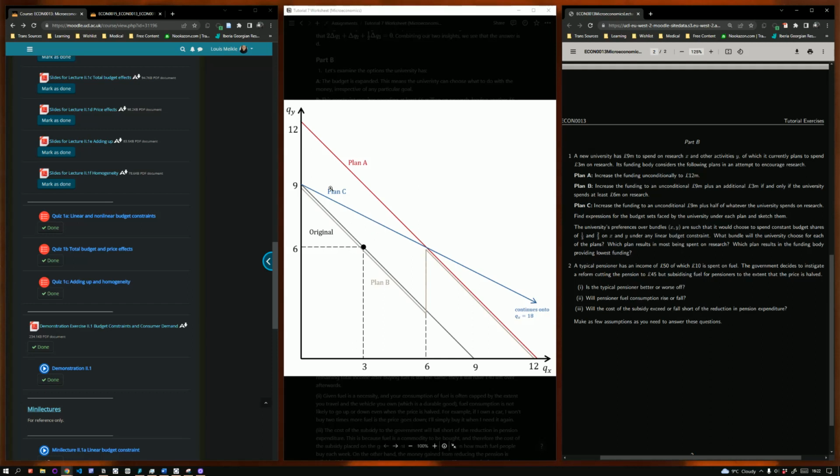Now plan C is a bit more complicated, okay? Increase the funding to an unconditional 9 million plus half of whatever the university spends on research. Okay, so let's think about the numbers here.